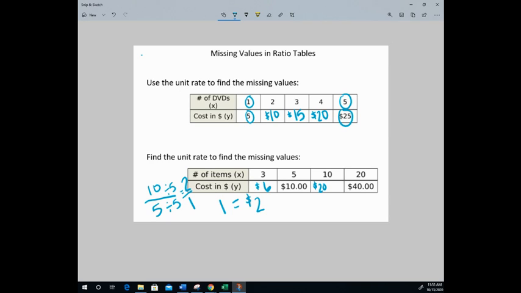So because we were able to find the unit rate, which was $2 per one item, we could then apply that $2 by multiplying each of these X terms by the $2 to get how much the cost would be. So anytime you're trying to find missing values, you can always find the unit rate. Once you find the unit rate, use that to apply it to the missing values.